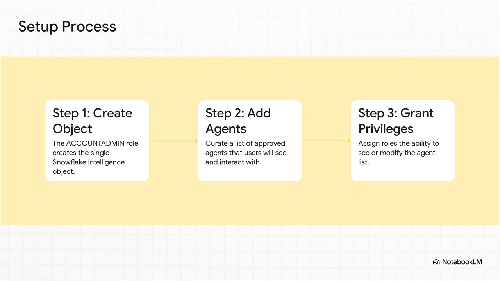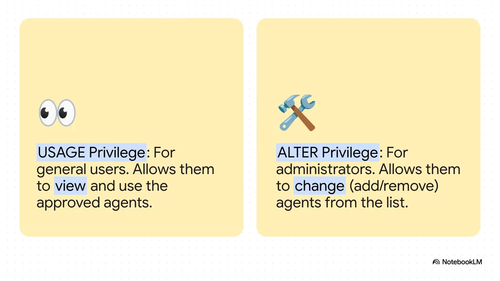The setup really just boils down to 3 simple, logical steps. First, the account admin creates that one central object. Easy enough. Second, they build a curated list of approved agents. These are the data librarians you actually want your users to be talking to. And third, they hand out the right permissions to the right people so they can actually see and use the agents. And when we talk about privileges, there are really only 2 main flavors you need to worry about.